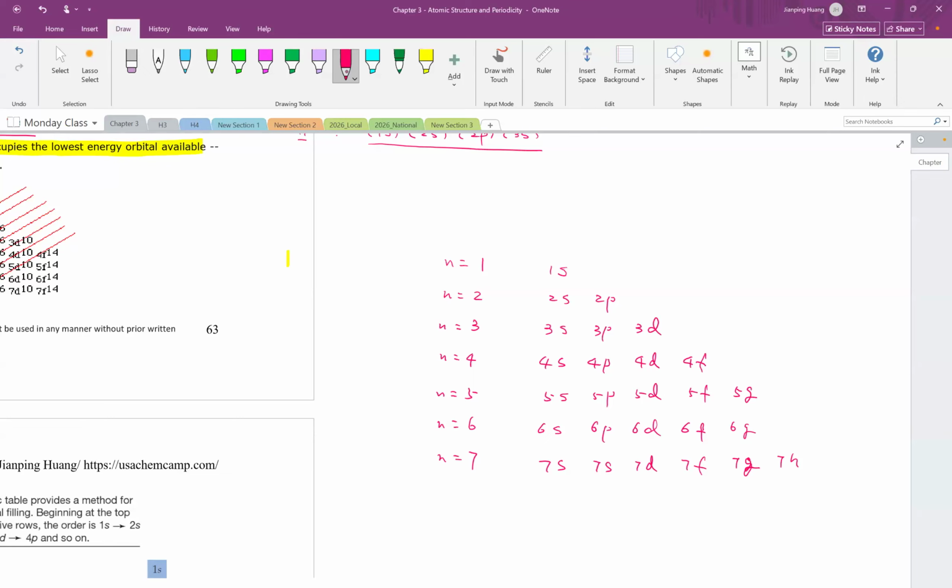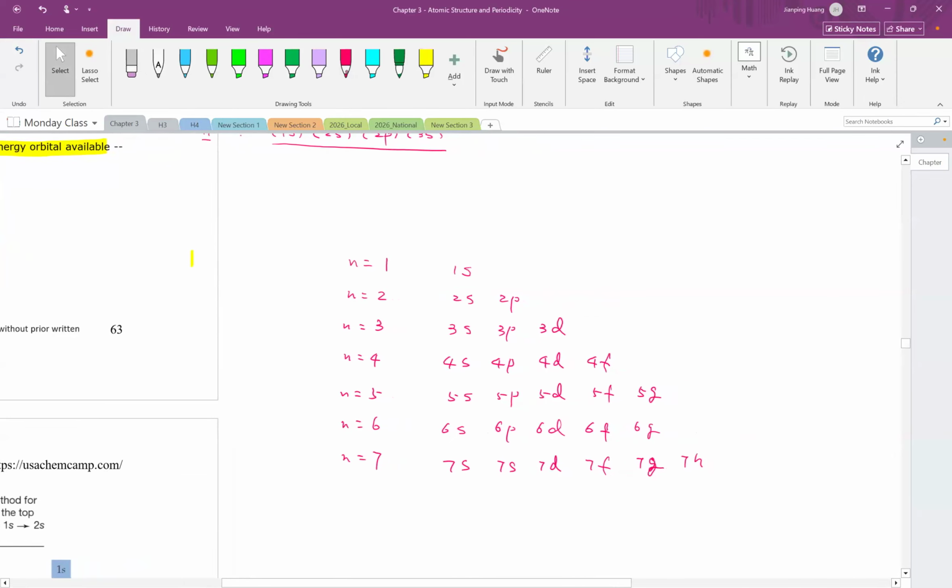Any questions? We do have n equals 6, so 1, 2, 3, 4, 5, 6. Oh, hold on. Should it be 6h and 7i? Good job. Any questions, please?